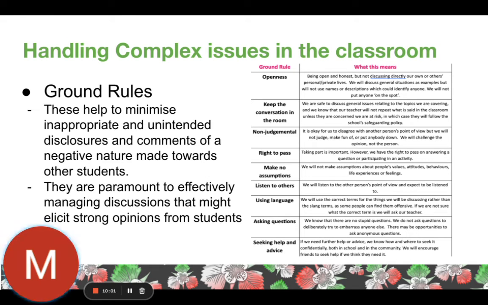So the ground rules that we have in place for the MSS classroom, they help to minimise inappropriate and unintended disclosures and comments of a negative nature made towards other students, and they are paramount to effectively managing the discussions that might elicit strong opinions from students. At the start of every single year group, the MSS teacher spends time going through these ground rules with students to make sure that everybody understands them, and they are revisited at various points throughout the curriculum itself.